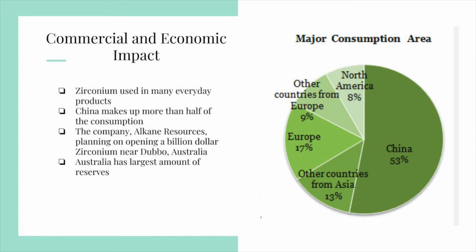The biggest consumer is China, which takes up more than half of the consumption. Australia has the largest amount of reserves, and the company Alkane Resources, based out of Australia, is planning on opening a $1 billion zirconium reserve near Dubbo, Australia.